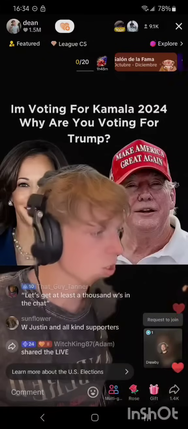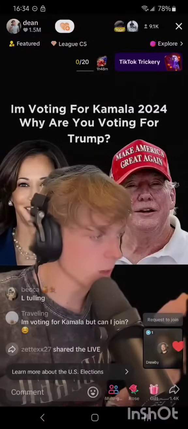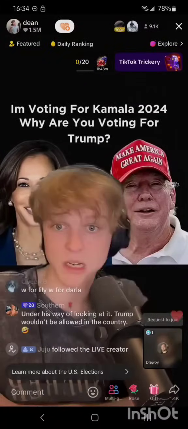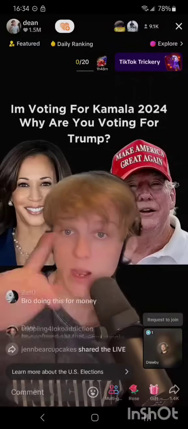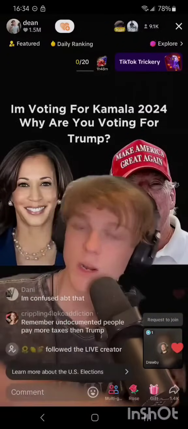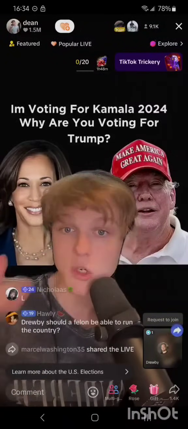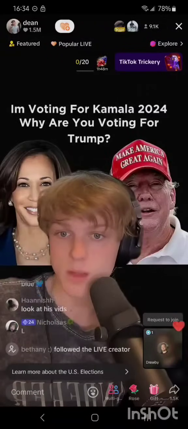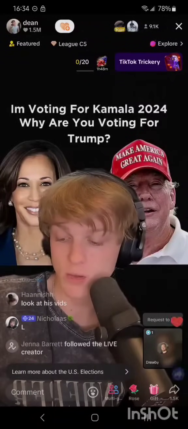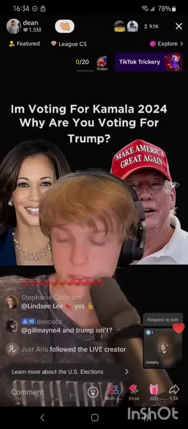Just look up NIJ, undocumented migrants offending rates lower than U.S.-born citizen rates. That is a government source from our NIJ. Secondarily, here's a thought that I wanted to bring up for you. I disagree with you on the basis that just because someone has a non-violent criminal record, they should be able to enter into our country.